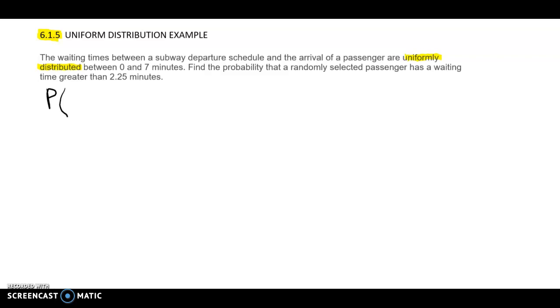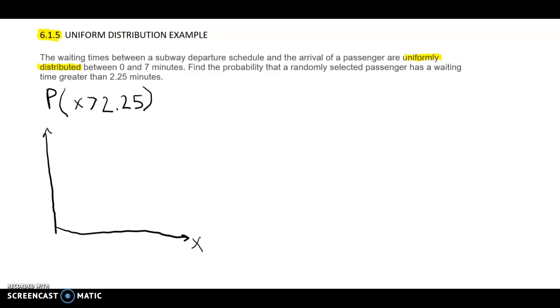That's P of X, waiting time X, is greater than 2.25. Now we've learned that we can represent probability distributions graphically, and for a uniform distribution, that means the probability is the same all the way across. So what that results in is a rectangular distribution rather than a curve.